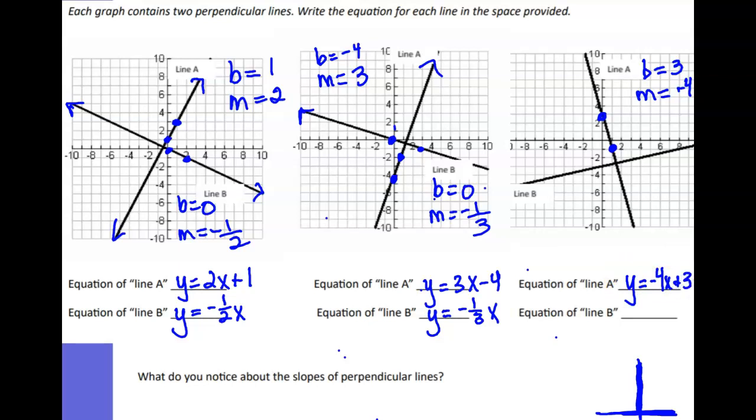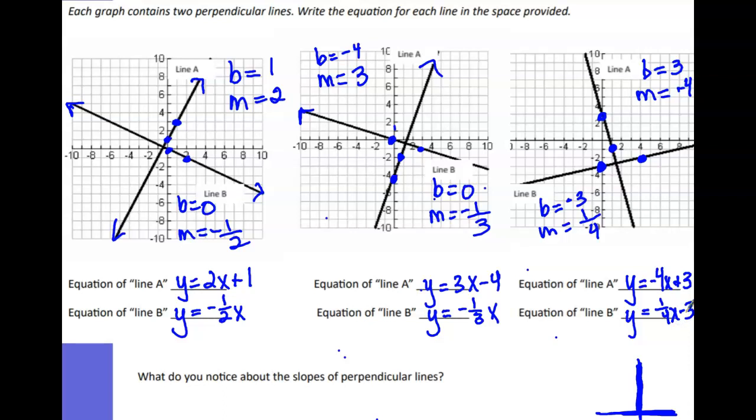All right, and then this bottom one, our y-intercept is right here at negative 3. And our slope is, we're going to go up 1 to the right 1, 2, 3. We're going to use this point. So up 1 over 4. So our slope is 1/4. So when I write the equation of that line, it's y equals 1/4 x minus 3.